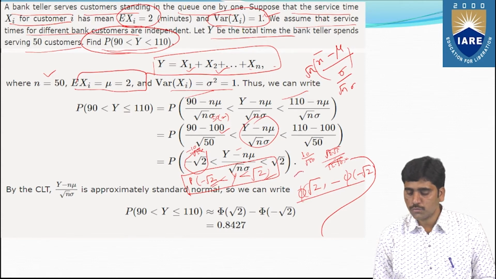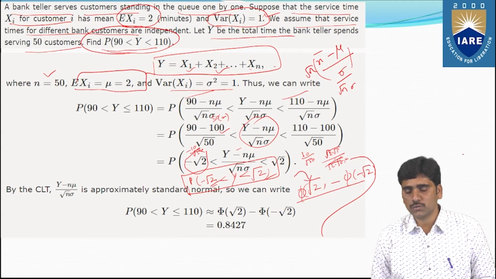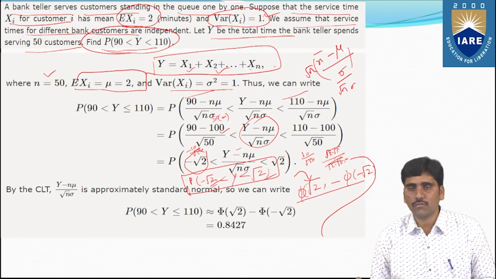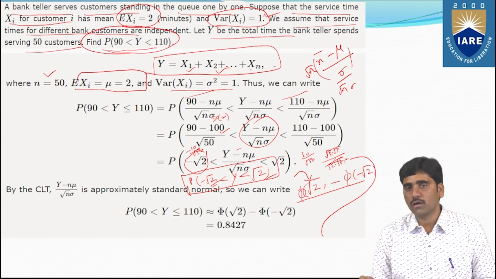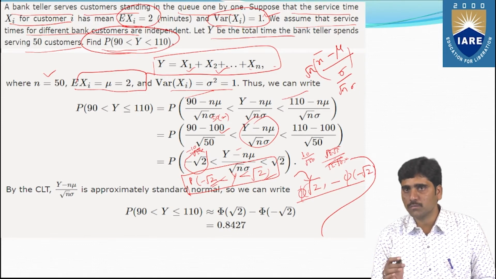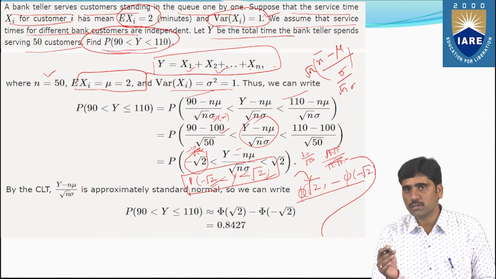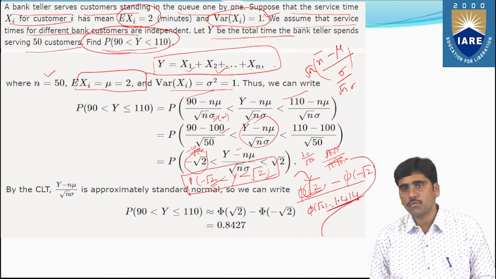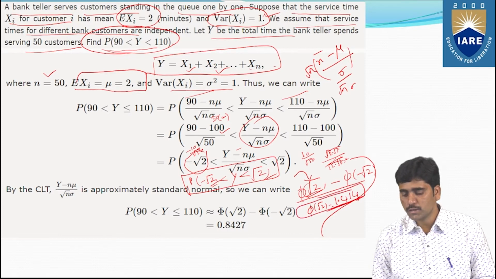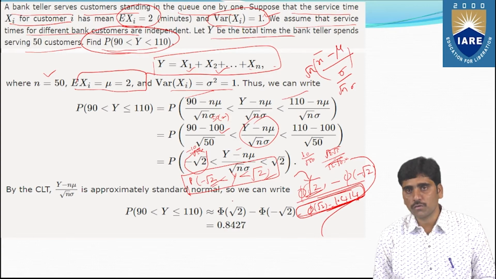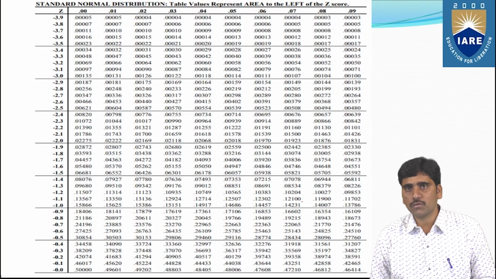To find the range of these values, we need to go for the normal distribution range table. We have to see the table and find this value. So phi of root 2: root 2 value is what? 1.414, right? So in the normal distribution table, we need to get the 1.414 value. So see here, what is the 1.414 value?